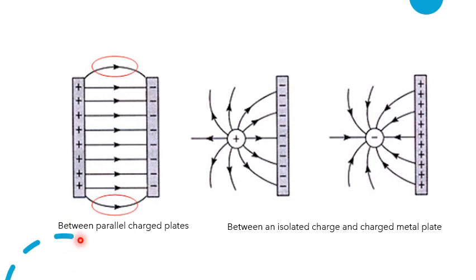Here you can see the electric field pattern between two parallel charged plates. The left plate is positive, the right one is negative, and as you know, field lines are directed from positive to negative. Here the field lines are equally spaced, and on both ends they are slightly curved. And these diagrams are representing the electric field configuration between a point charge and a charged metal plate.